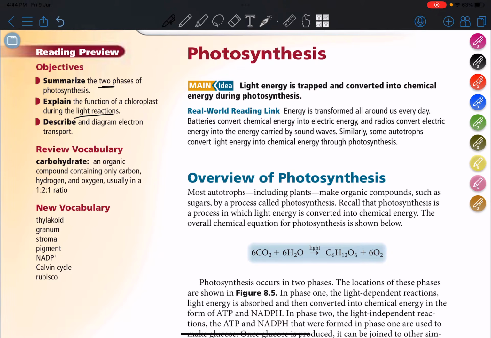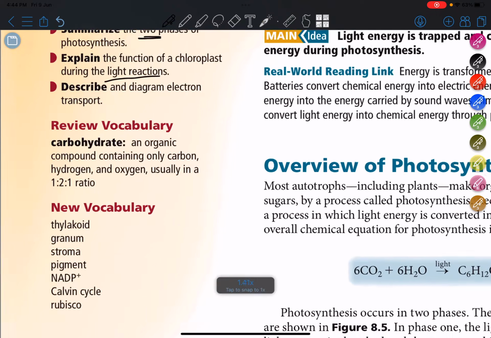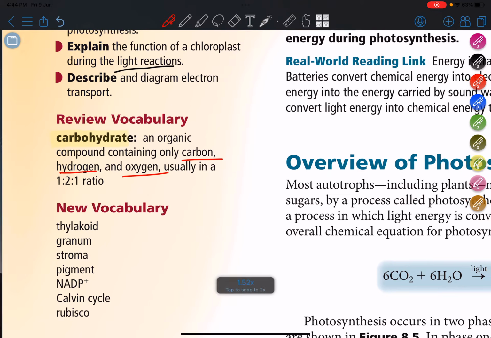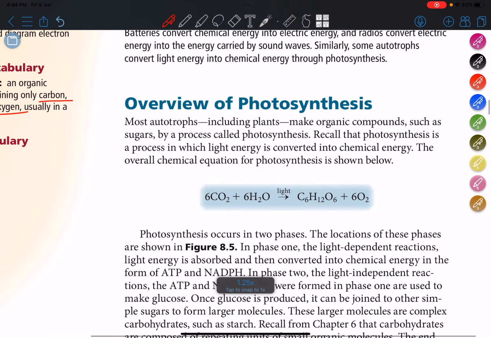A review of vocabulary is carbohydrate. So we took a vocabulary before, and that's carbohydrate. We're just going to review what carbohydrates are. They are an organic compound containing only carbon, hydrogen, and oxygen. I'm pretty sure we all know what carbohydrates are. So, if we remember, we said that most autotrophs, including plants, make organic compounds such as sugars by a process called photosynthesis.